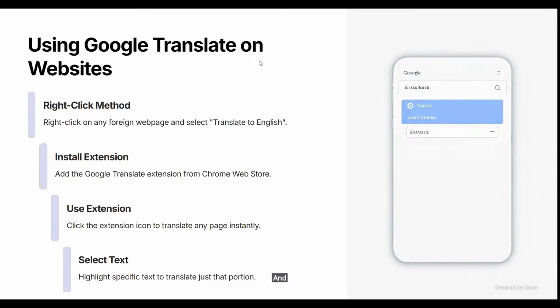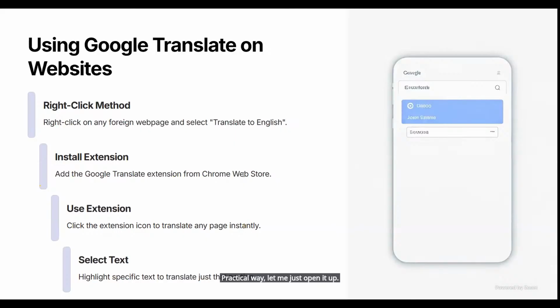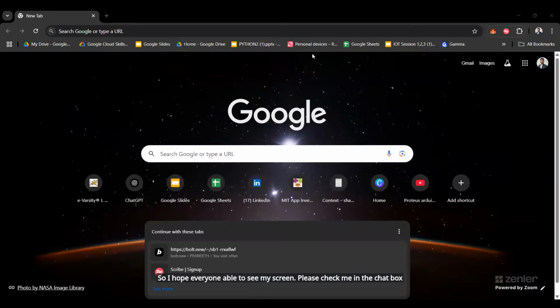And you can install an extension as Google Translator. You can go to the Chrome Web Store and install the Google Translate extension. And how to use this extension, we can go through in a practical way. Let me just open it up. I hope everyone is able to see my screen. Please check and let me know in the chat box, and also tell me that my voice is clear.